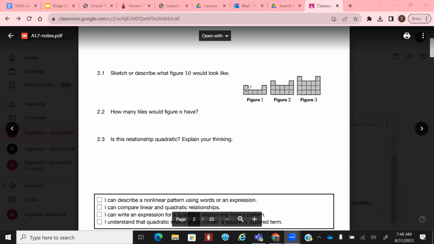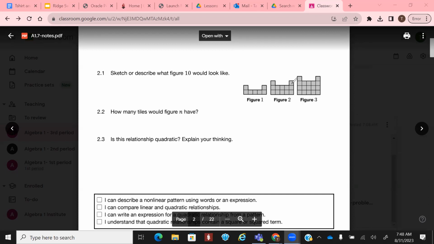Okay. So we're starting off with 5. We're adding the 2 up at the top. And then we have 2 rows of 5, and then adding 2 at the top. And then we have 3 rows of 5, and then we're adding 2 at the top. All right, so how would figure 10 look?